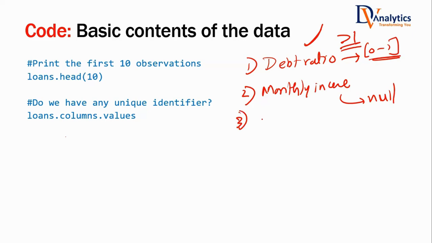What is the next issue? Number of dependents. What is the issue in that? Null values. Null values are there. Any other issues? Glaringly visible issues? Is it possible to note down all the issues just by looking at the head, just by looking at the info? Do we find all of them here itself every time?